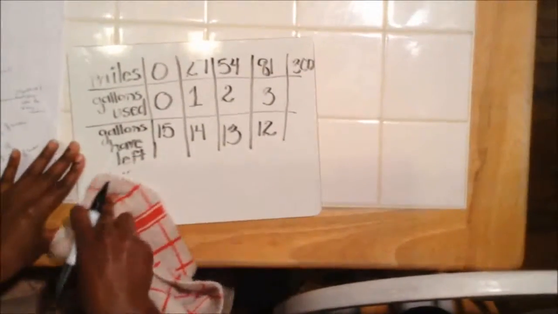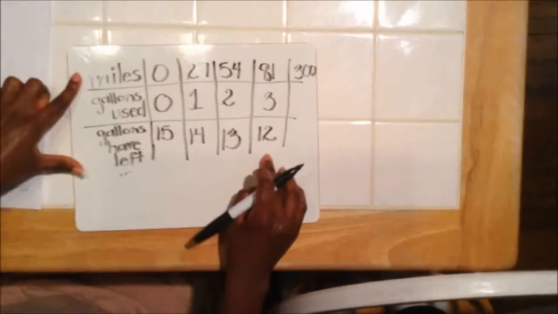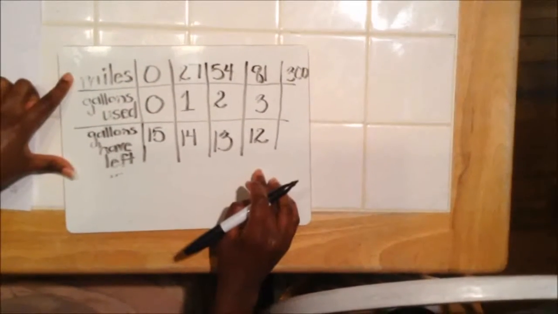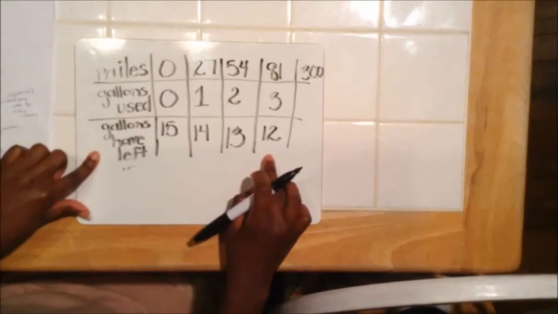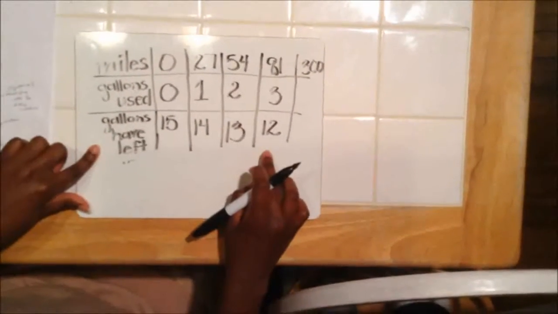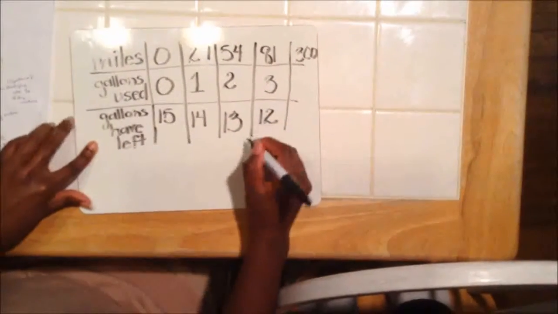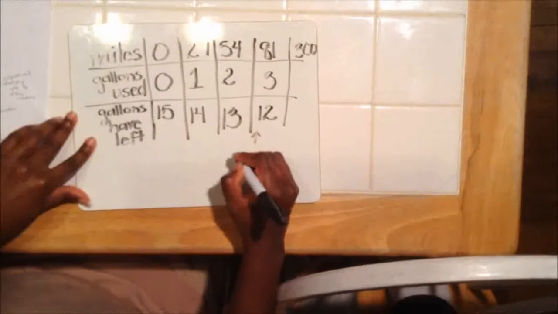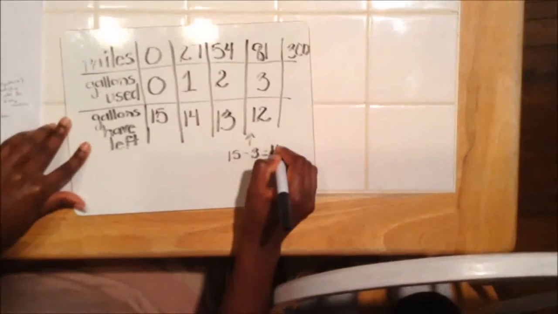So to figure that out, I'm going to first look at this column where I see the 81. It says after I've driven 81 miles, I have 12 gallons left. Well, how did I know that I had 12 gallons left? I knew that I had 12 gallons left because I did 15 minus 3. So looking at this column right here, 15 minus 3 is equal to 12.